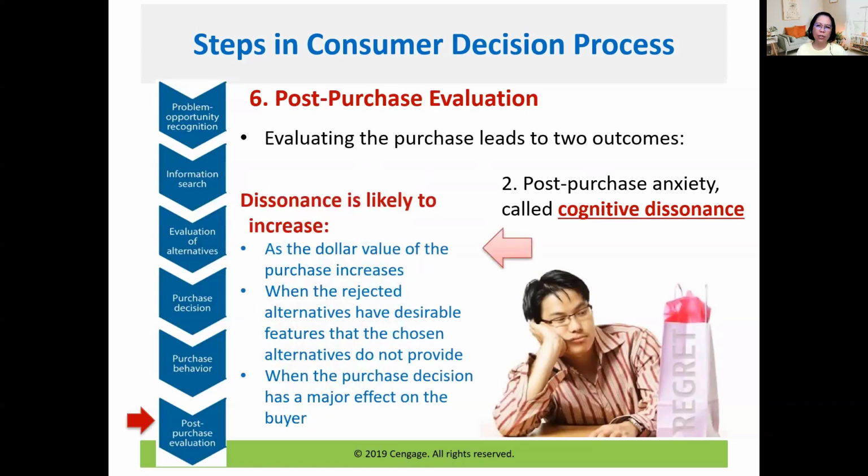Dissonance is likely to increase when the dollar value of the purchase increases. So perhaps John now thinks that the pizza he bought is too expensive. Dissonance also increases when the rejected alternatives have desirable features that the chosen alternatives do not provide. So in this case, John might think that perhaps the Pizza Hut could have been more delicious. Or when the purchase decision has a major effect on the buyer. So this is now what John could be thinking.